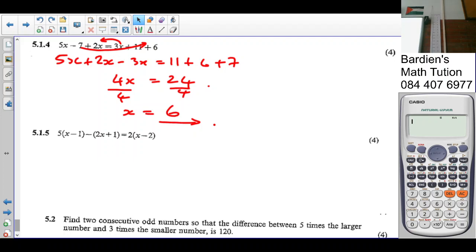What's wrong with you? Because you didn't do your homework? Where did you go wrong? The 11 plus 6 and then I said minus 7. Remember when you take a negative over the equal sign, it will become positive. So fix.